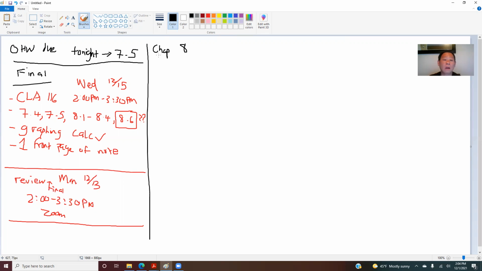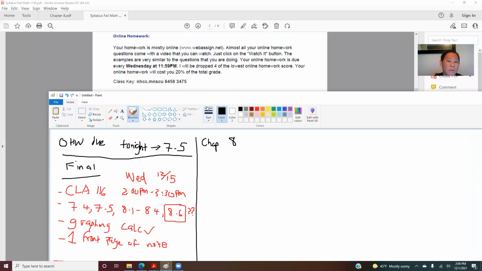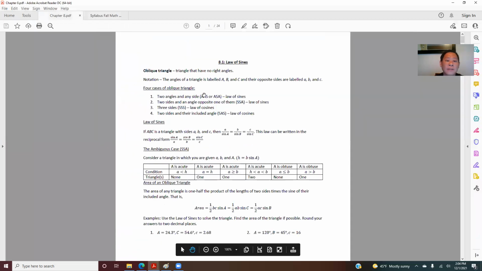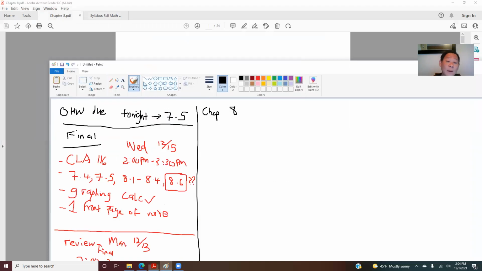So we will continue with chapter 8. When we did chapters 6 and 7, the trigonometry part, the triangles that we were using were all right triangles, so 90 degree triangles. What happens if your triangle is not 90 degrees? We call those triangles oblique triangles, meaning the triangle has no right angle. Then chapter 8 comes in.